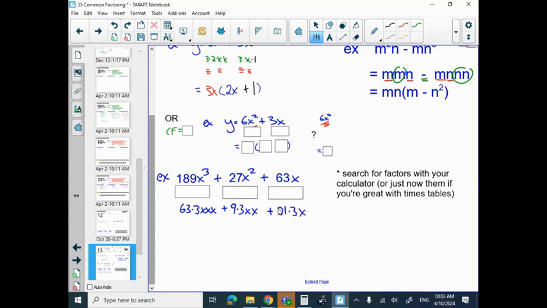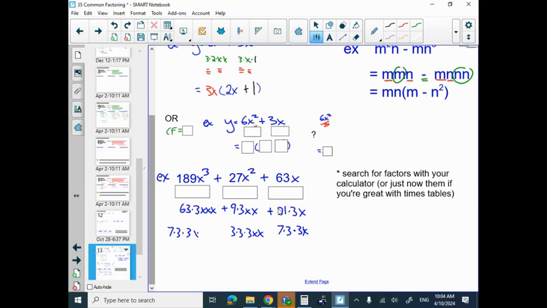So this is going to be a 21 times a 3 as well. 21 is really 7 times 3. So 7 times 3 times 3 times x. 9 is really 3 times 3. So 3 times 3 times the 3x. And then the 63, it's going to become a 7 times a 3. That's the 21. And then times the other 3.